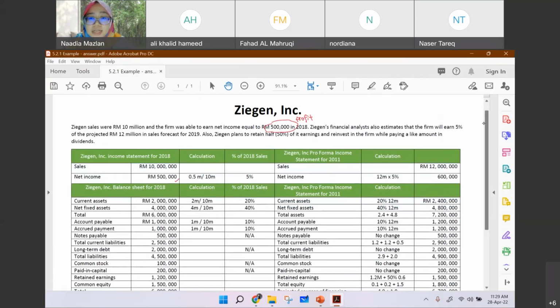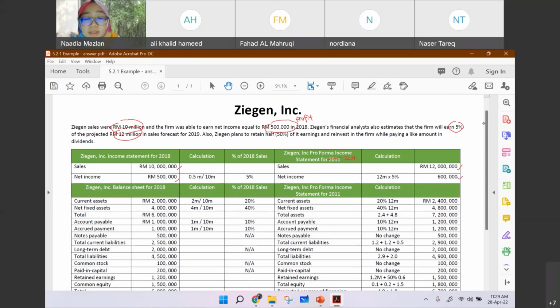Zigen financial analysts also estimate that the firm will earn 5% of the projected 12 million in sales forecast for 2019. And for sales in 2018, 10 million. So 5% of the projected 12 million times 5%, you get 600,000.